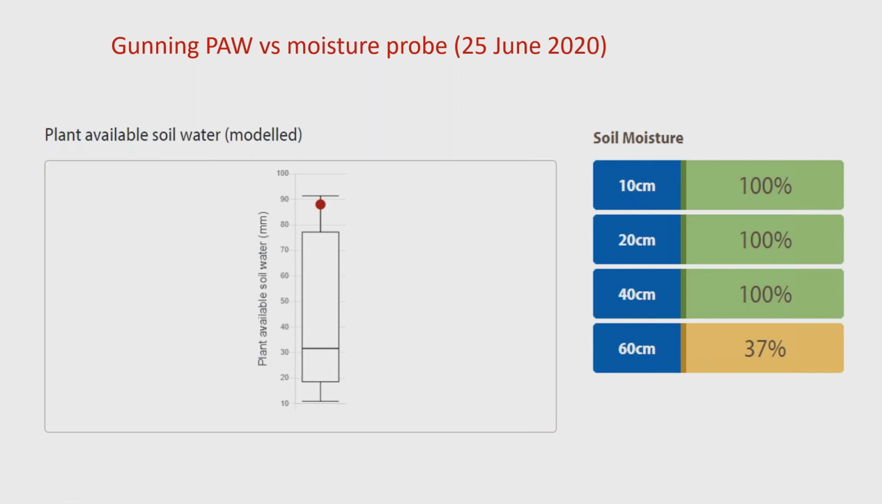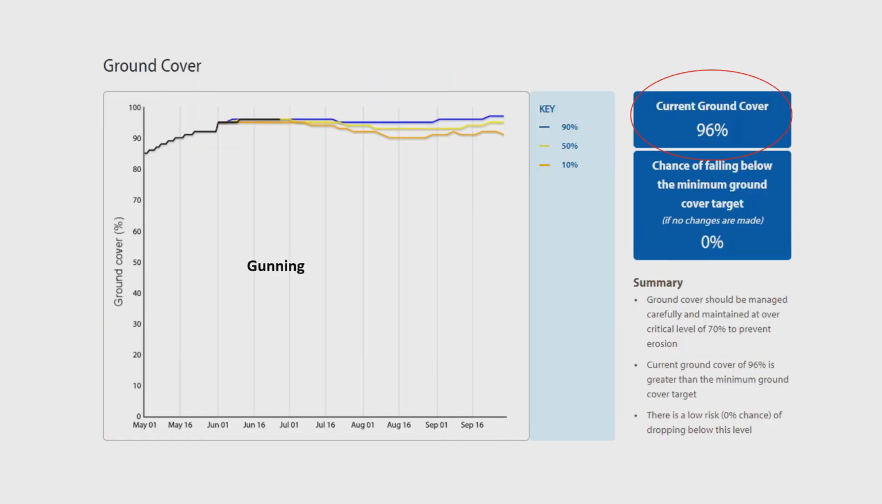The probe shows moisture content at various depths, whereas the PAW box plot tells us how current soil moisture sits in relation to history. Moving on, and this is the last graph which I'll focus on in this video, this is the ground cover graph. The ground cover graph provides information around both the current and projected ground cover levels for the forecast period, which in this case is the 1st of June through till the end of September.